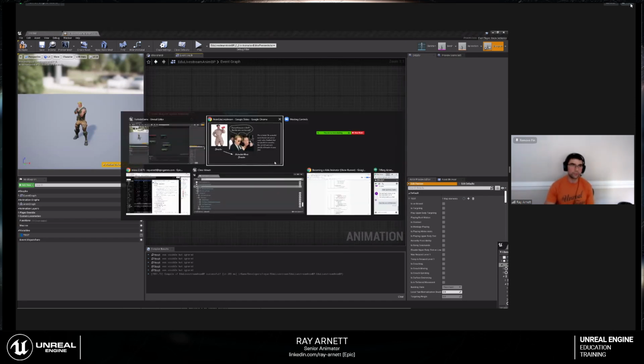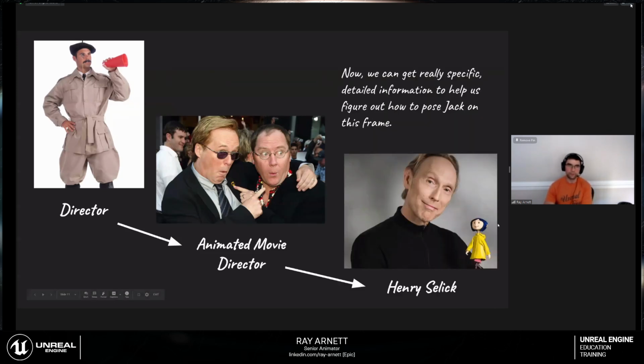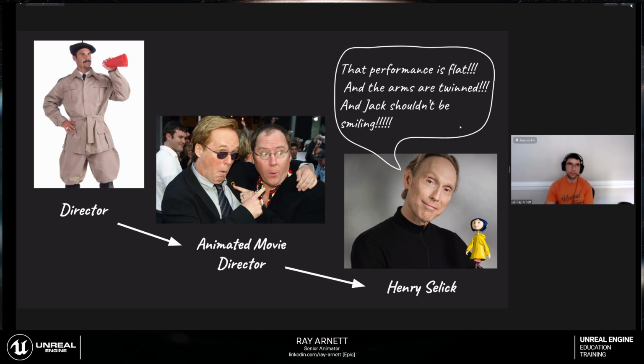And then if we go one step further, which we're going to need to do if we're going to figure out what the actual pose is, we'll get the director of the movie that we're actually working on. So in Nightmare Before Christmas, it was Henry Selick. And we can get really detailed information to know what the pose should be. So he's going to say the performance is flat, the arms are twinned, and Jack shouldn't be smiling, right? Like, that's the info we really need.